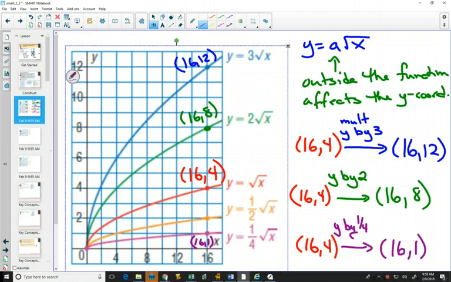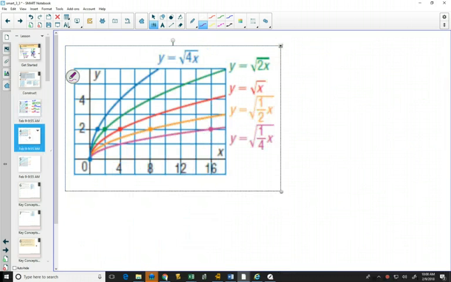This transformation we call a vertical stretch because our original graph is getting pulled away, stretched away from the x-axis in the green and the blue one, and we would say it's getting compressed towards the x-axis with the orange and the purple one. So these transformations would be called vertical stretches and vertical compressions. Anytime you're multiplying your y values by a number bigger than 1, you'll call it a vertical stretch. Anytime you're multiplying by something less than 1, you're going to call it a vertical compression.